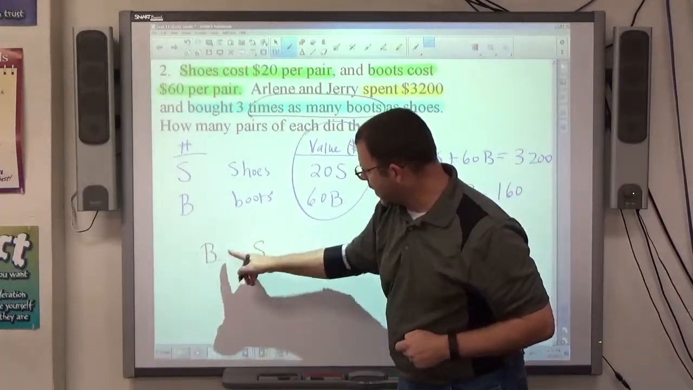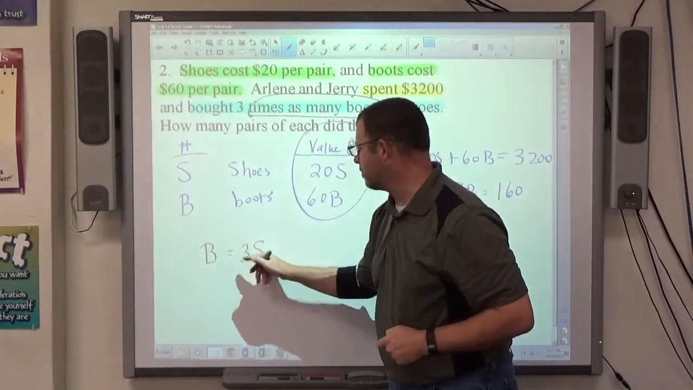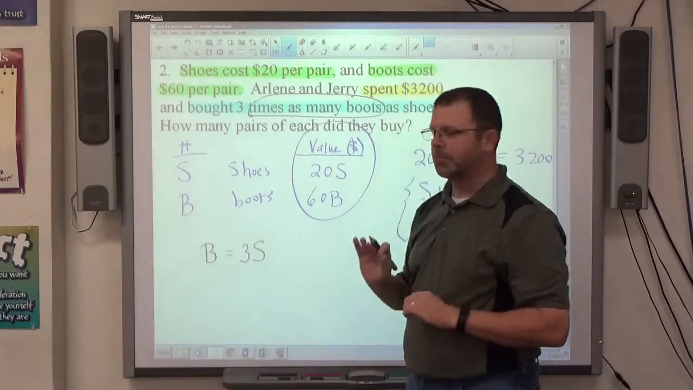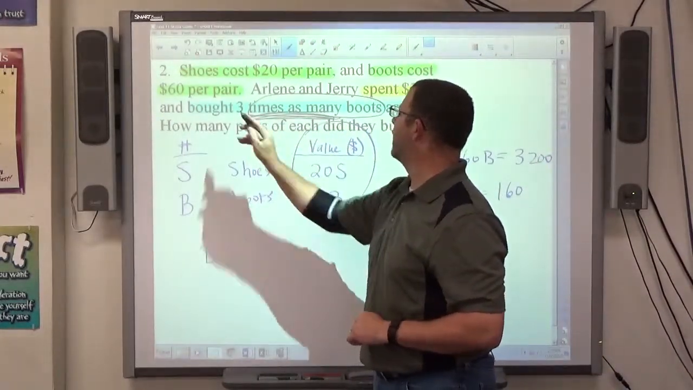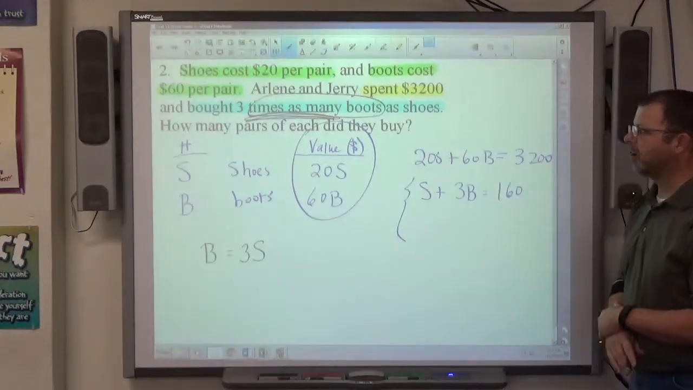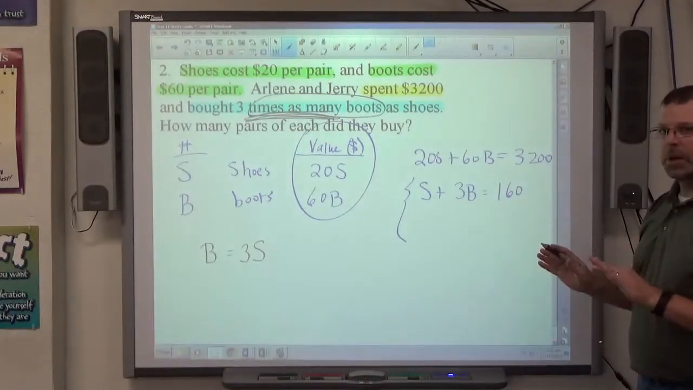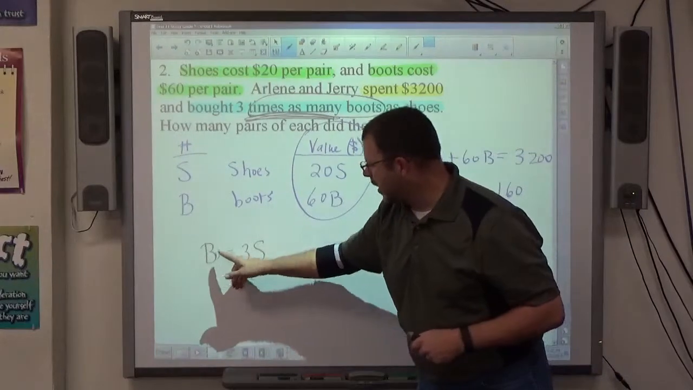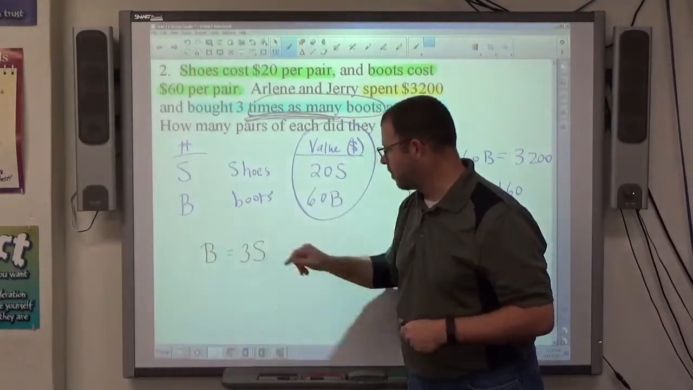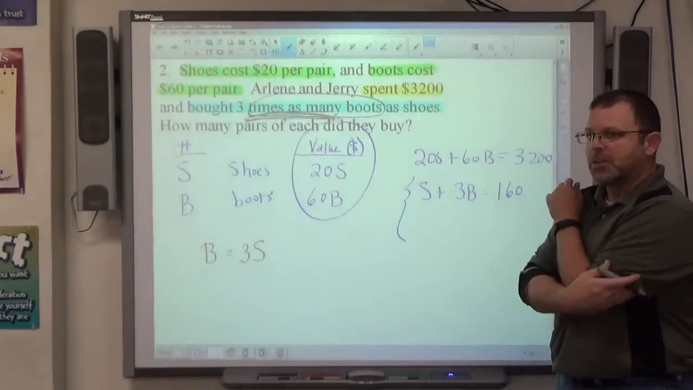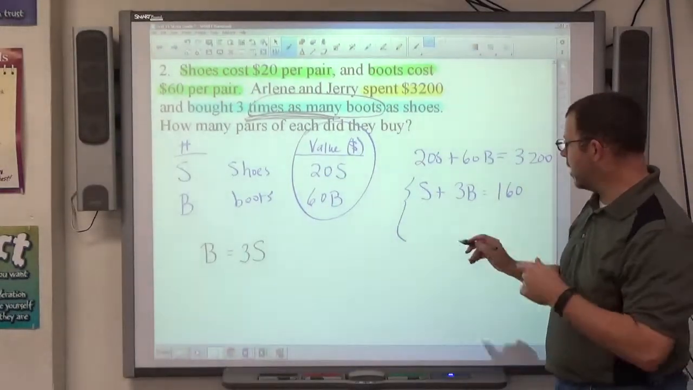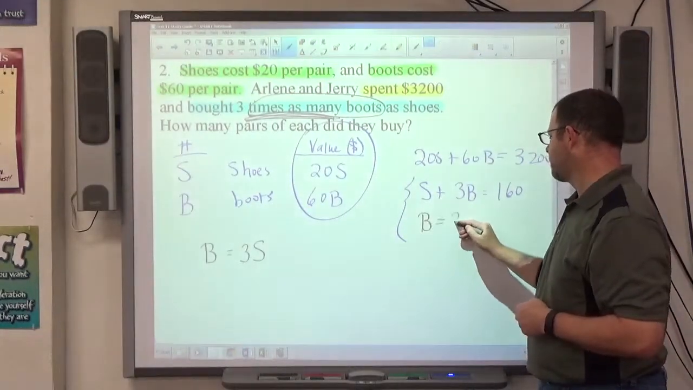So if this number is 3 times bigger than that number, we take the smaller number times 3 to make the bigger number. So be careful with times as many. These specific words, times as many, mess people up all day long. So be careful that you understand what's bigger. The bigger number equals the times the smaller number. When you don't know what they are numerically, you can determine based on the words what's bigger. So B equals 3S would be my other equation.